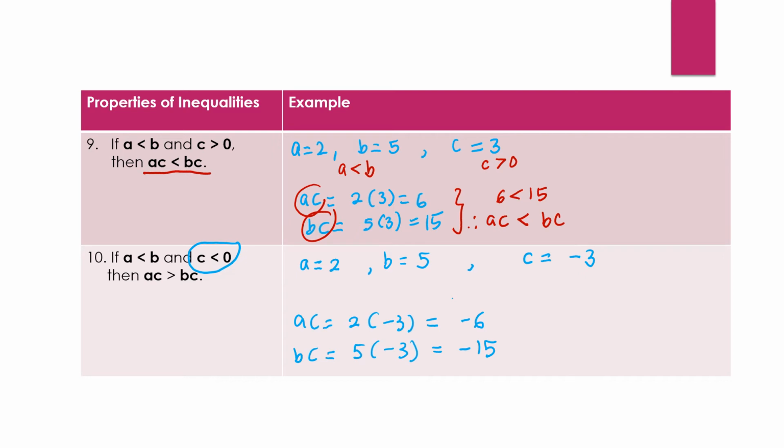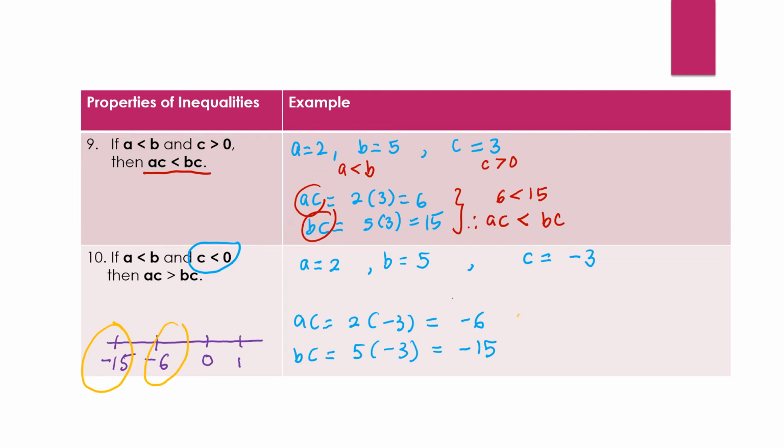Now I will draw my number line to see how it looks. Let's say I have a 0 here. The numbers after 0 will be positive, so it will be 1, 2, and so forth. And on the left-hand side will be all the negative numbers. So I have -6 and -15. I know that numbers on the left are always smaller, so -15 is at the left-hand side of -6.